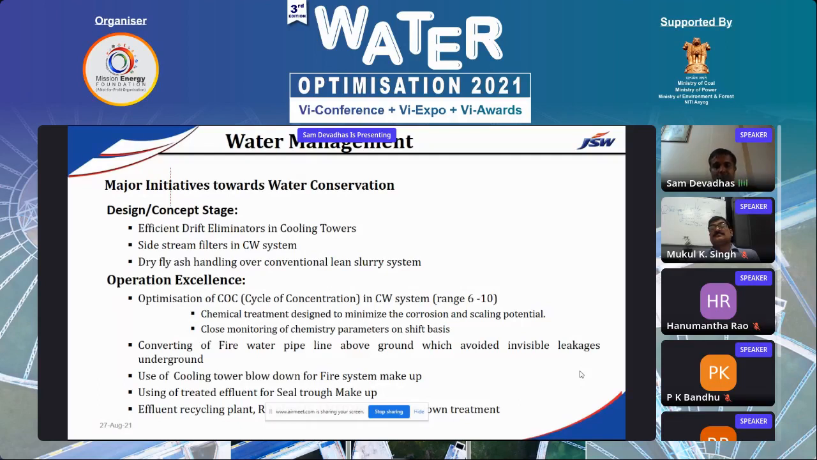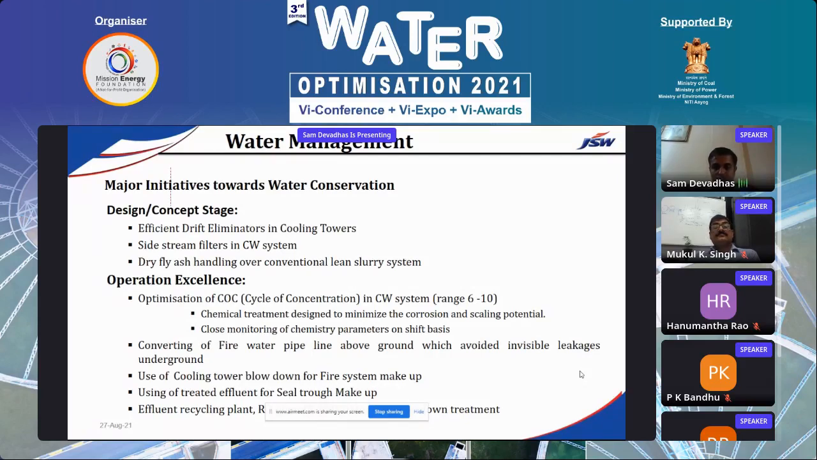And cooling tower blowdown, on a trial basis, has been used for the fire water network, and successfully; we are periodically testing the fire water parameters in order to avoid any rusting in the pipeline. We are successfully using this, and we are able to conserve about 6,000 meter cube of water per month due to this modification.